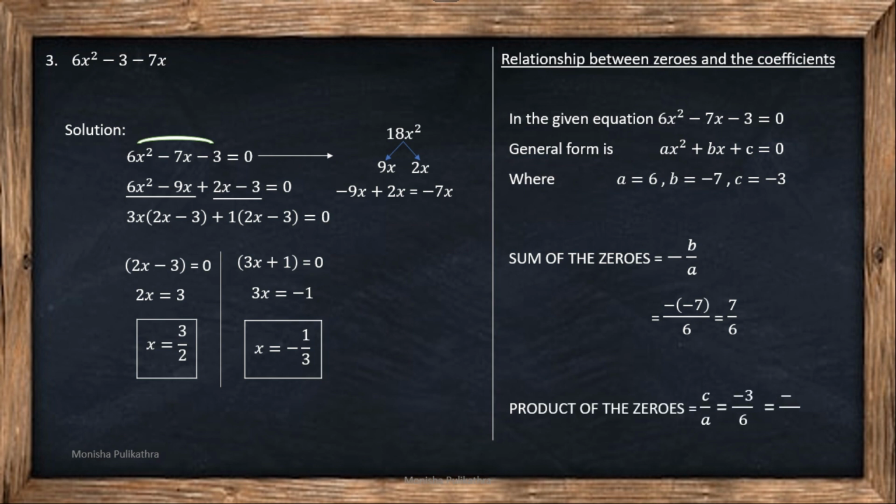Next, product of the zeros is c by a. So c is minus 3 and a is 6. We can cancel it, 3 ones are 3 and 3 twos are 6. So the answer will be minus 1 by 2. So this is the third problem. Hope you understood this third problem also, I think.